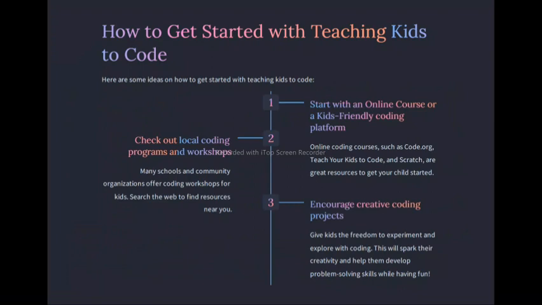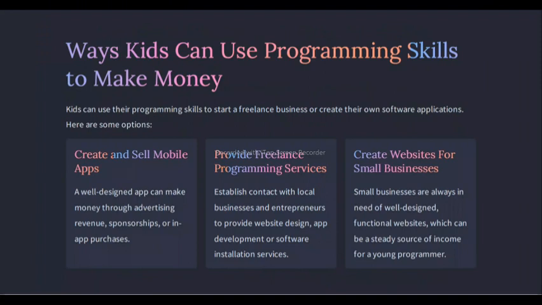Now, where can kids make money? How can kids make money with programming? They can create apps and sell them. Look at Facebook today. The guy started writing the code of Facebook maybe at the age of 19 or so, and he is the youngest, richest billionaire in dollars in the world.